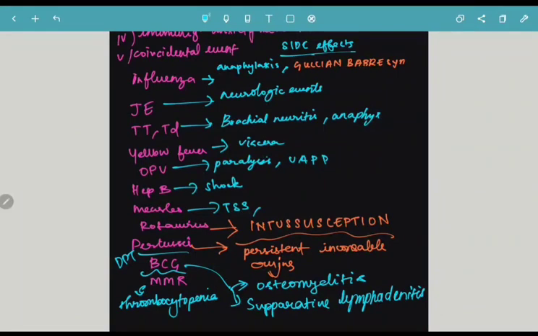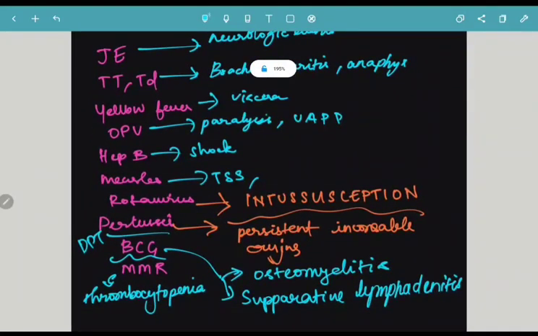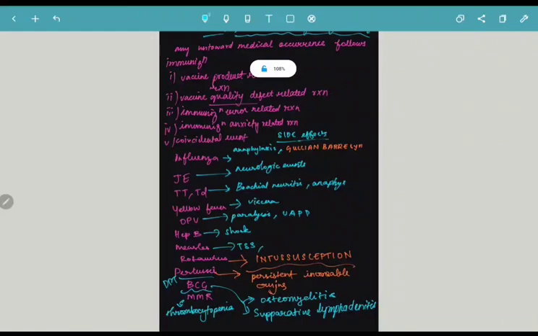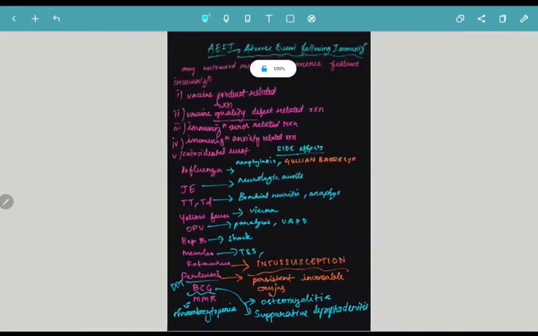Hepatitis B causes shock. Measles causes toxic shock syndrome. Rotavirus can cause intussusception. Pertussis or DPT can cause persistent inconsolable crying. BCG causes two important side effects, that is osteomyelitis and suppurative lymphadenitis, and MMR causes thrombocytopenia. So which vaccine causes thrombocytopenia? MMR vaccine.